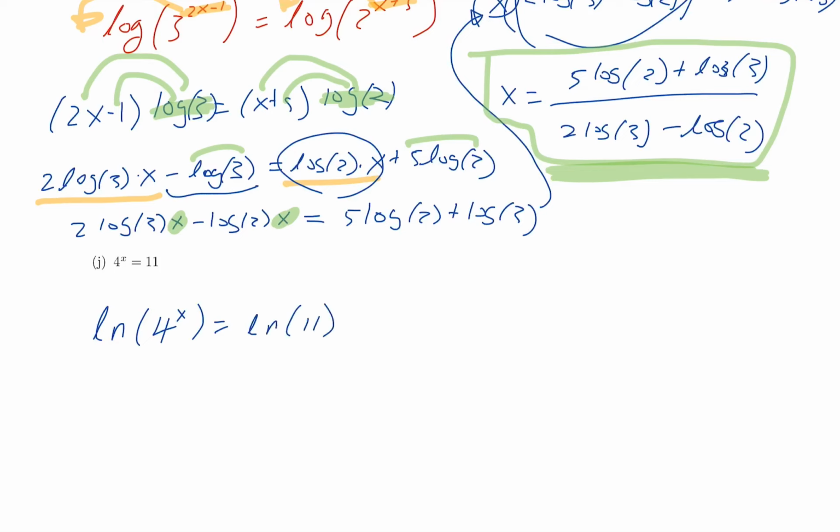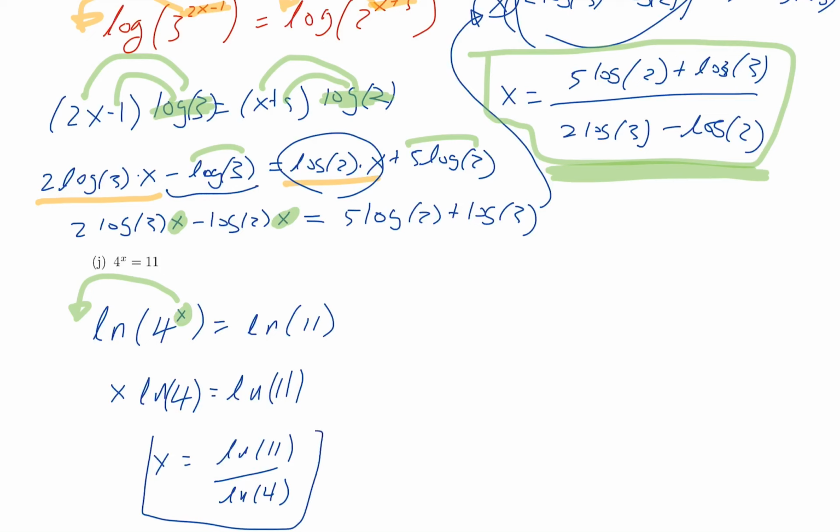The reason, again, is so that we can bring this x down as a factor. Then we have, oops, sorry, it's not 4. x times ln 4 equals ln of 11. So what is x? x is just ln of 11 over ln of 4. That's the final answer. Again, ln 11, ln 4, it's just a number divided by a number.